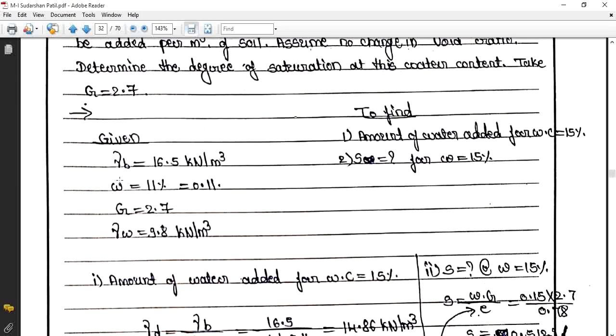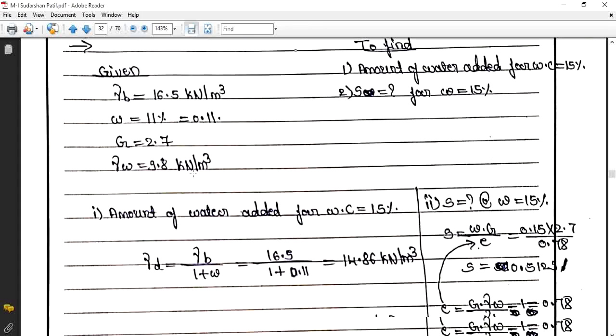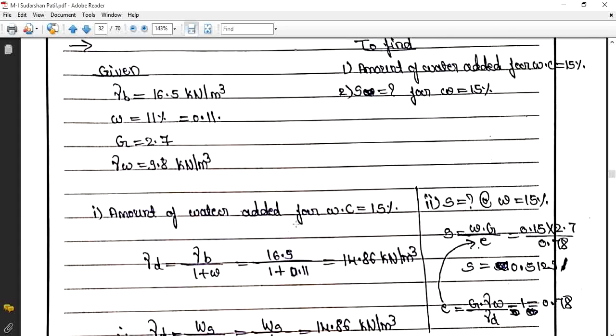You can see γ_b they have given, that is 16.5 kilonewton per meter cube at a water content of 11%. G is equal to 2.7 they have given, γ_w is equal to 9.81. Even if they have not given it, we have to take it as a default. So what we have to find is the amount of water to be added to raise the water content to 15%. Already 11% is there, we have to raise it to 15%. So what is the degree of saturation at a water content of 15%?